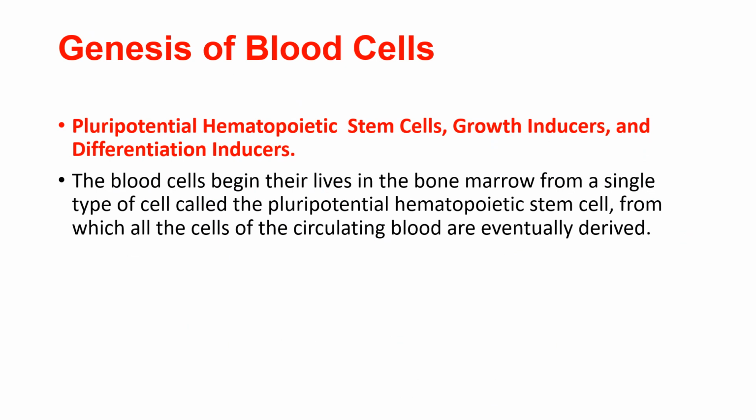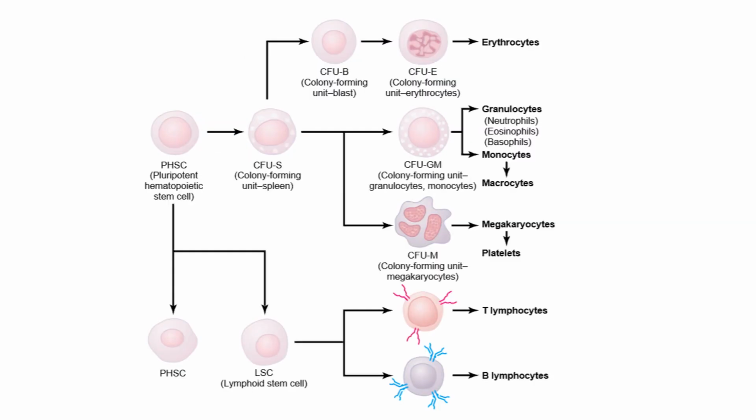Genesis of blood cells. Pluripotential hematopoietic stem cells, growth inducers, and differentiation inducers. The blood cells begin their lives in the bone marrow from a single type of cell called the pluripotential hematopoietic stem cell, from which all the cells of the circulating blood are eventually derived. Figure shows the successive divisions of the pluripotential cells to form the different circulating blood cells.